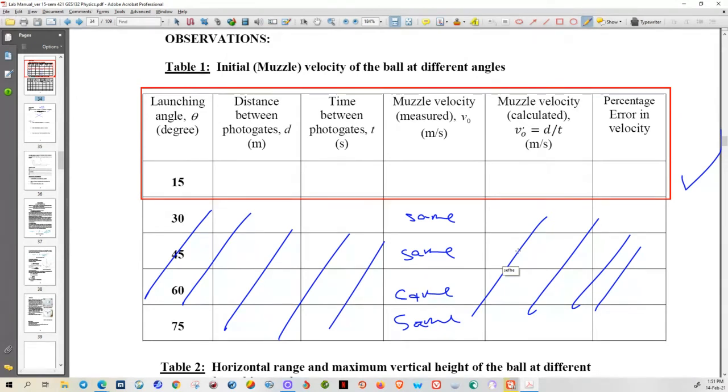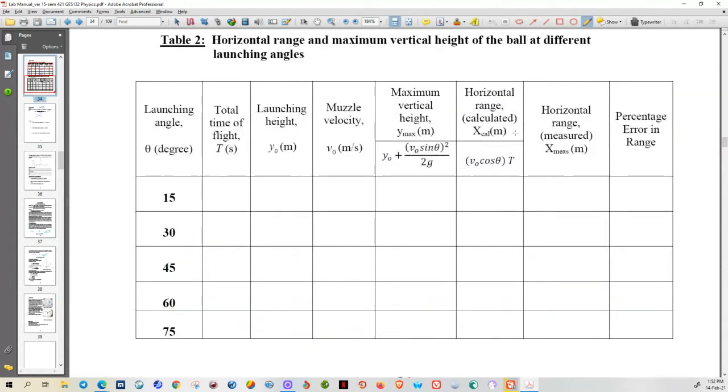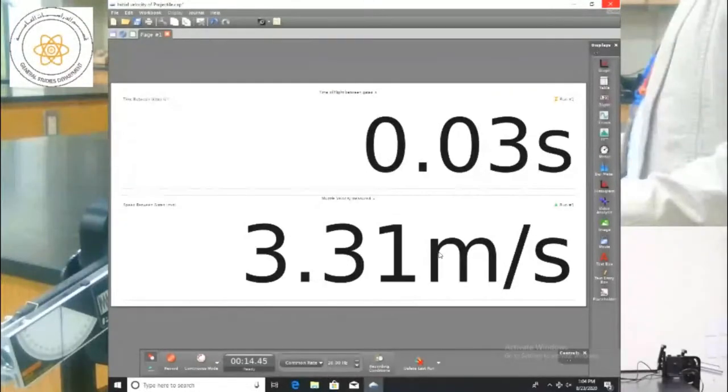Hello? Okay, good. Let's go to table 2. This is where the fun is, okay? In table 2, we are going to measure the horizontal range and the maximum vertical height of a ball at different launching angles. The video shows how to do that.